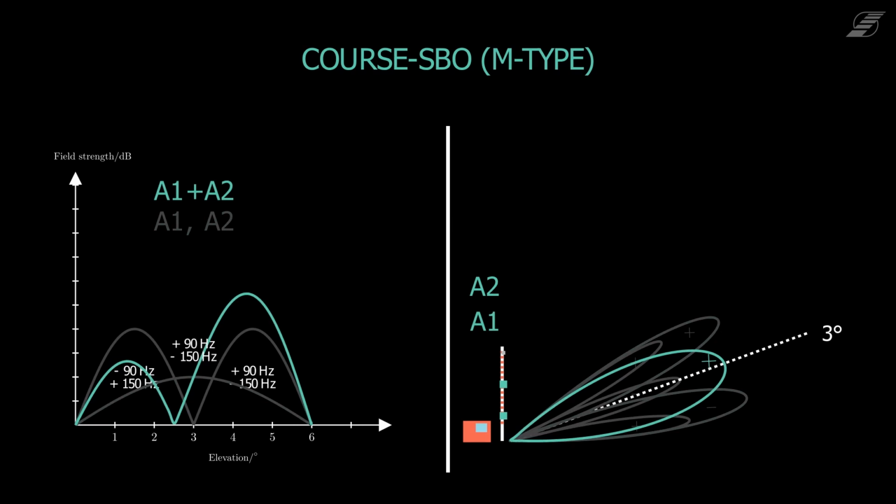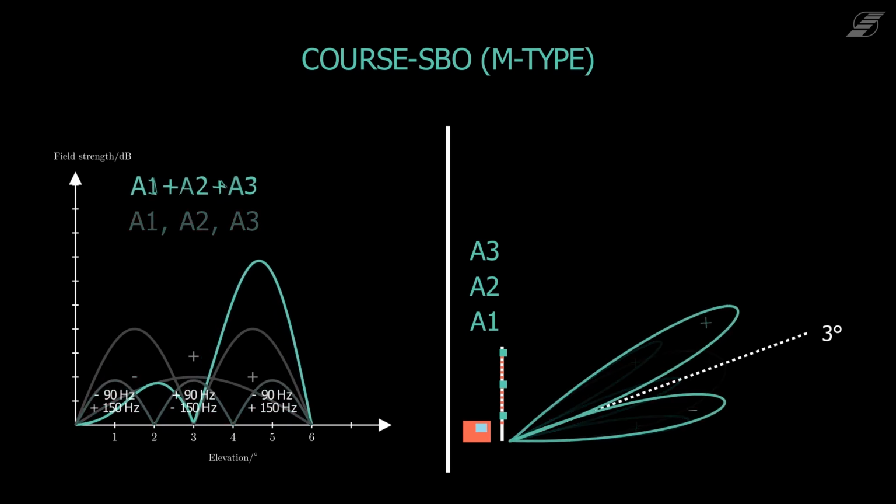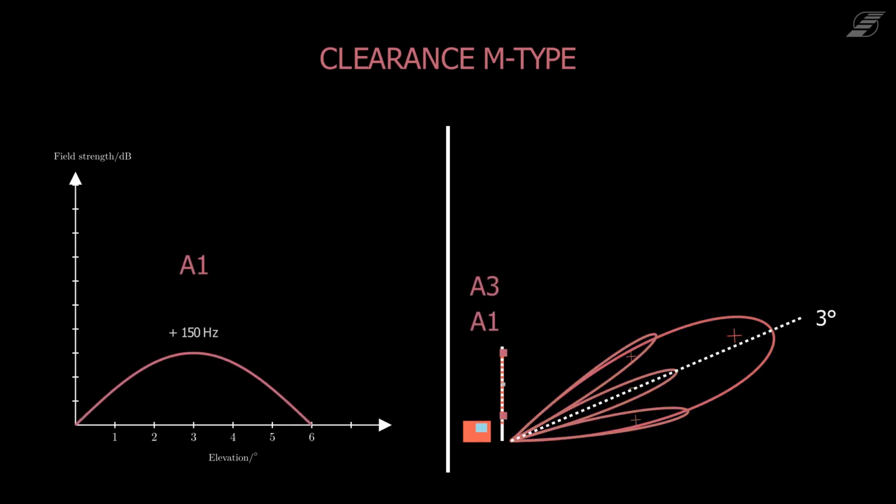To make sure that the 0 point is still at the correct angle of 3 degrees, the pattern of the highest antenna, A3, is added to even out the shift that was caused by antenna A1. To achieve a radiation pattern suitable for the clearance signal of the M-type glide path, only antenna A1 and A3 are being used. They send out a fly-up signal that is a 150 Hz dominated signal to get aircraft flying below the 3-degree angle back onto the optimal route.